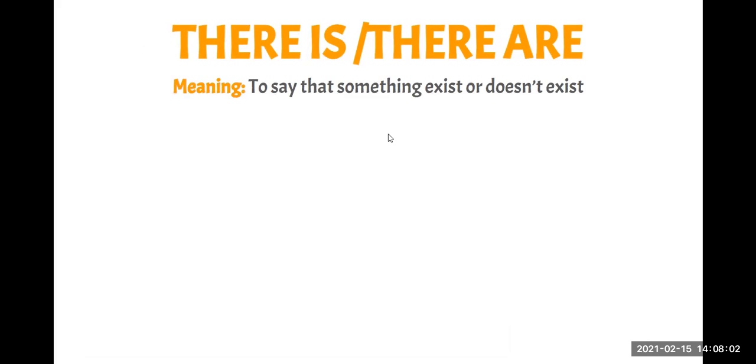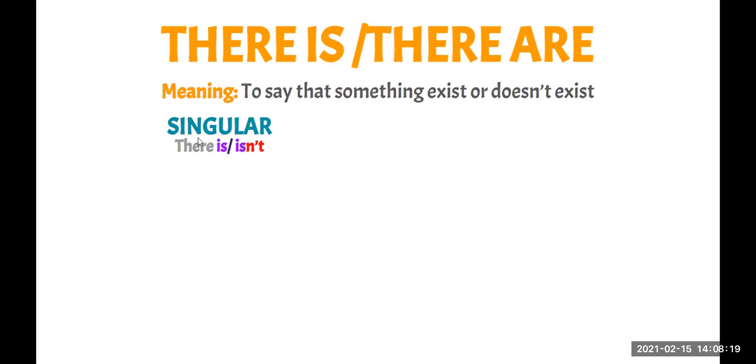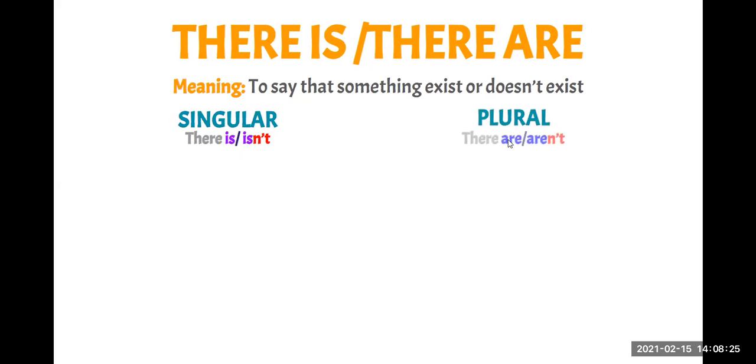we were seeing some sentences, right? So it says there is and there are to say that something exists or doesn't exist. Okay, algo existe o no existe, algo hay o no hay. So, and we said that we have a singular form and we have a plural form. For the singular form, there is and there isn't in the negative. And for the plural form, we have there are for the affirmative sentences and there aren't for the negative sentences.